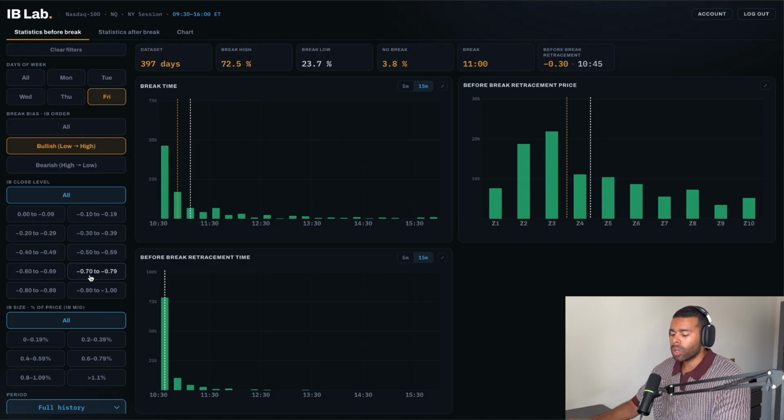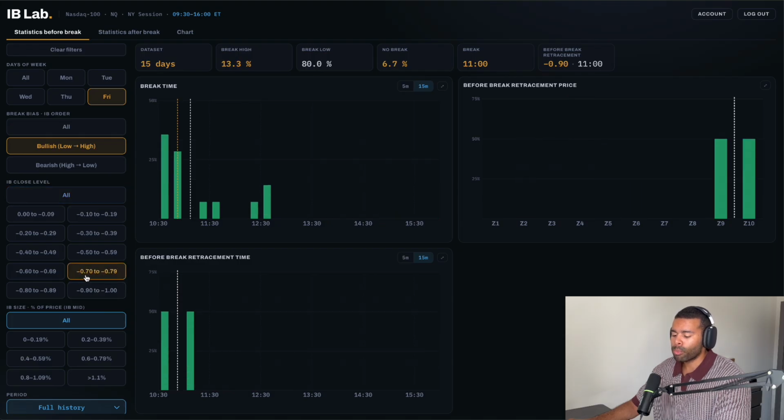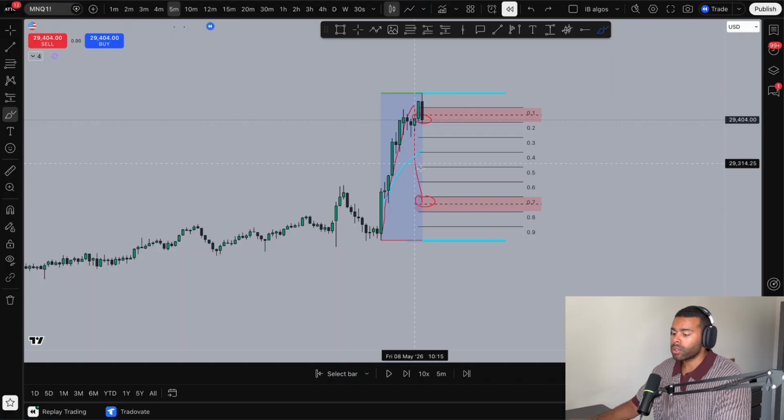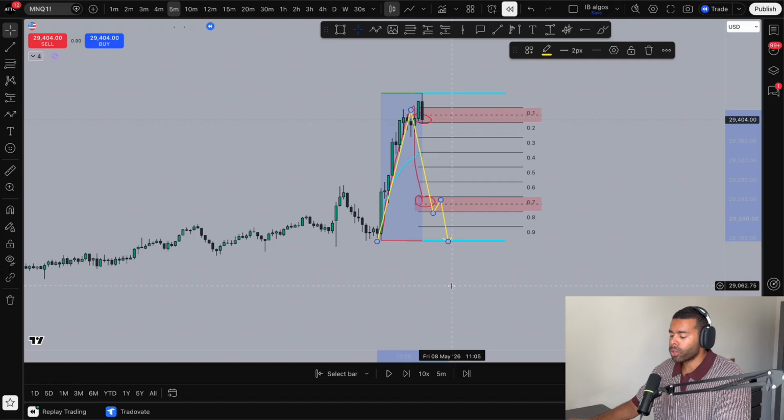But what if we closed in the lower half, let's say from -7 to -8? You can see that the probabilities change drastically. We now have only 13% for us to break highs and 80% for us to break lows. So what I know now is that if this happened and we would close in this area, I would want to look for shorts. I wouldn't want to look for longs anymore.